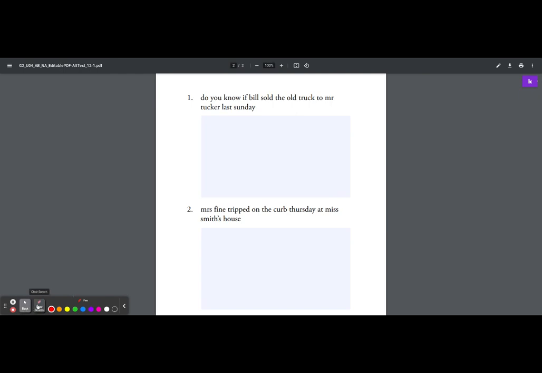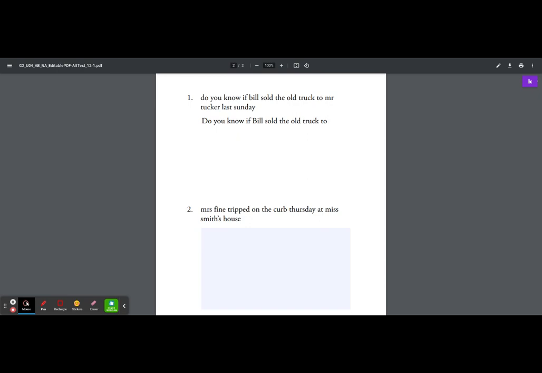Let's see. I'm going to type it in instead of writing it. Of course, you're writing. So I capitalize the D in Do because it's the beginning of the sentence. Do you know if Bill? Okay, Bill is the name of a person, so I have to capitalize it because it's a proper noun. Sold is a verb. That's what he did. The old is an adjective. It's describing what? A truck. A truck, which is a noun. Do I capitalize truck? No, because it's not the name of the truck, but it's a noun.